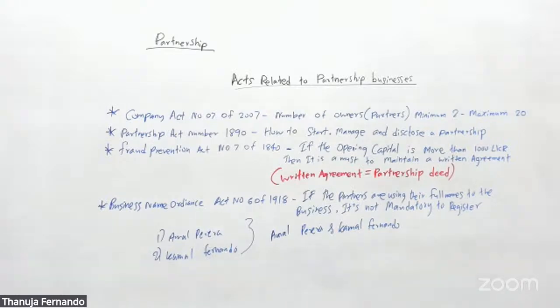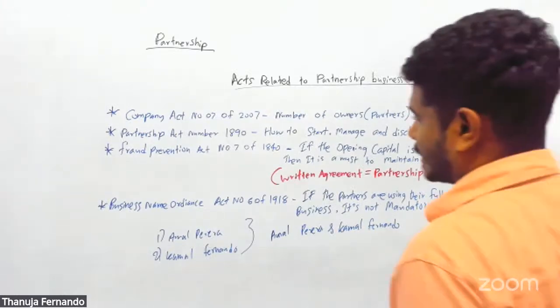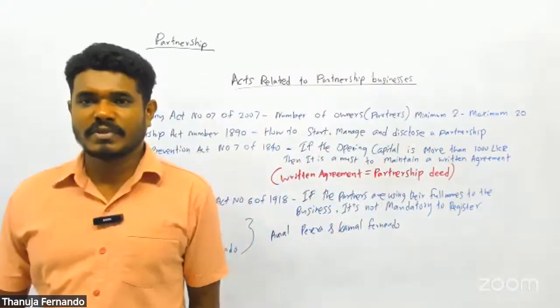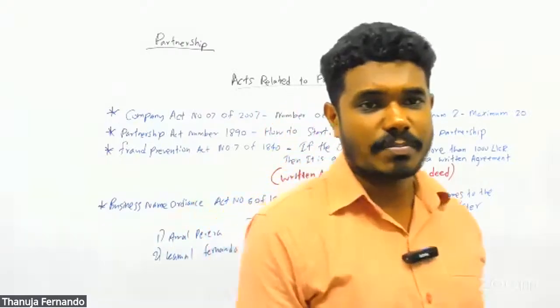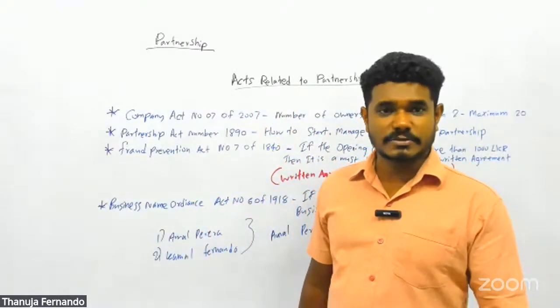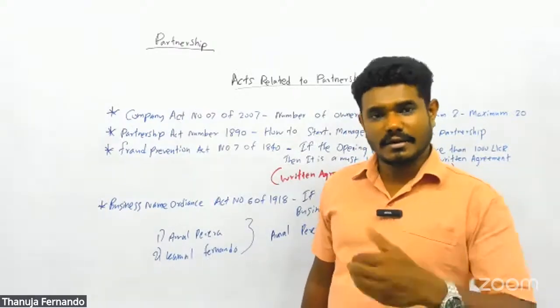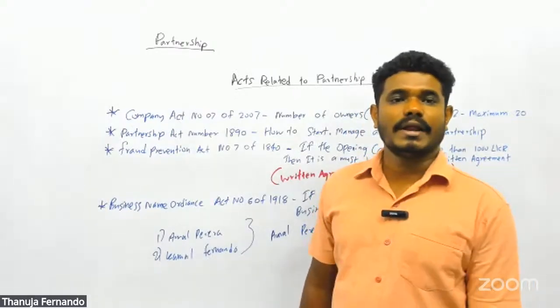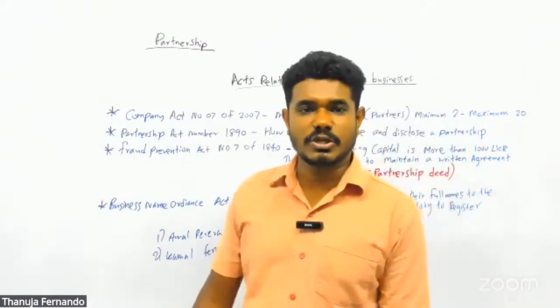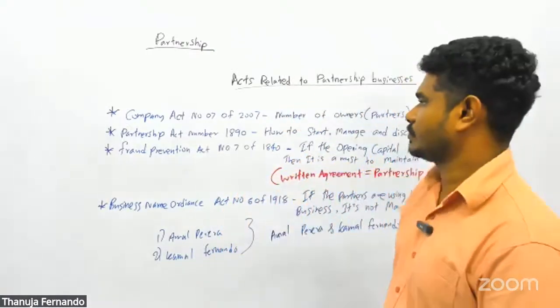And I will tell you again about these three acts. Company Act number 7 of 2007. In this act, they have clearly mentioned that as a partnership business, there must be at least a minimum of 2 members and not more than 20 members. It means 2 to 20 owners must be in a partnership business.